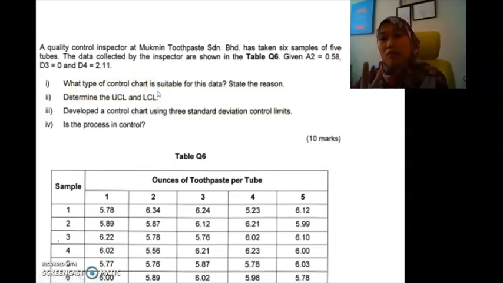Okay, we have two types. We have variables and attributes. So variable is for the measurable in which they have units, but for attribute is more on the okay, not okay, either it's on the defect.